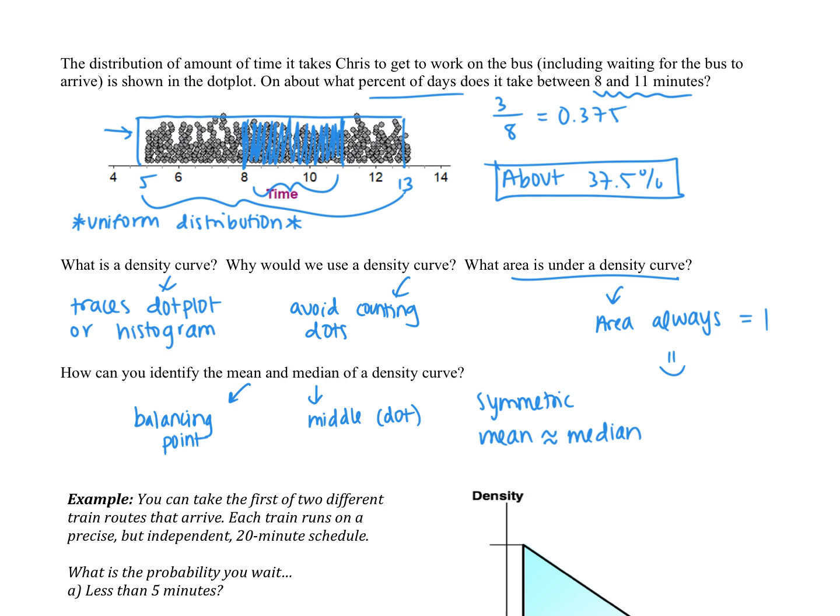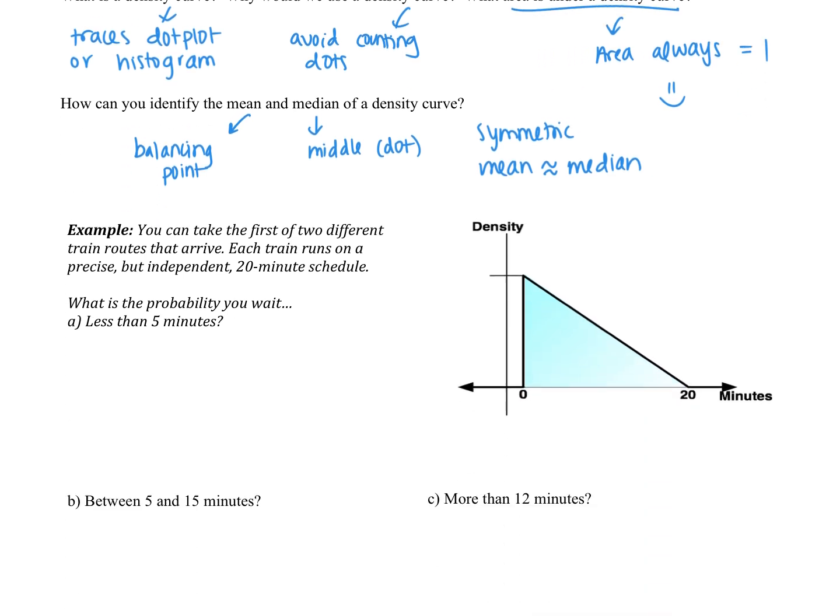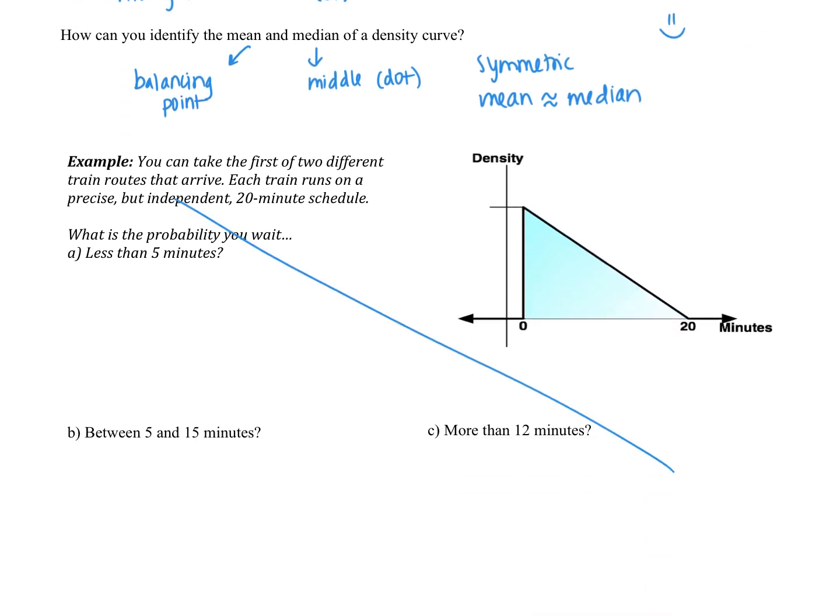So that is a density curve. Next set of notes, we're going to look at one very, very specific density curve, which is called a normal distribution. This example below, we are not going to do.